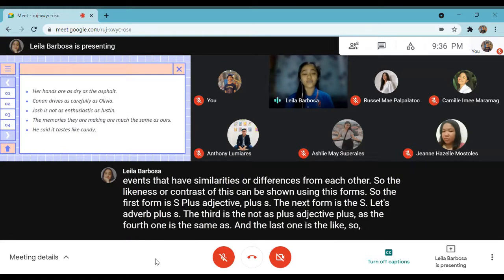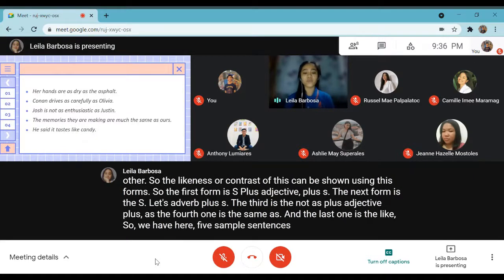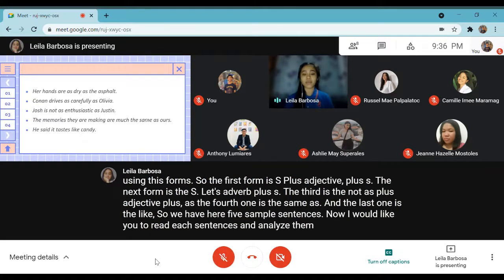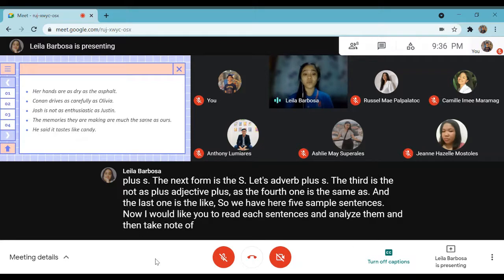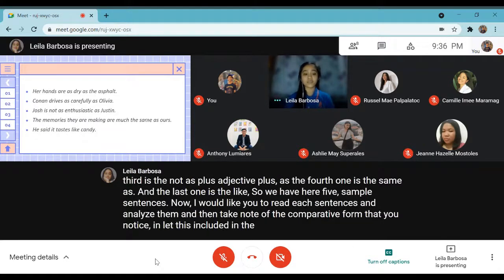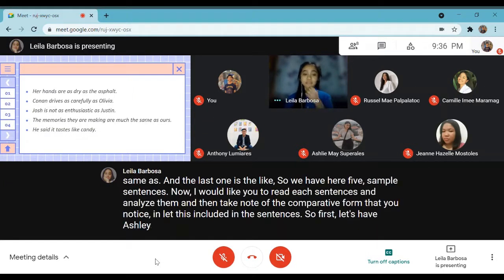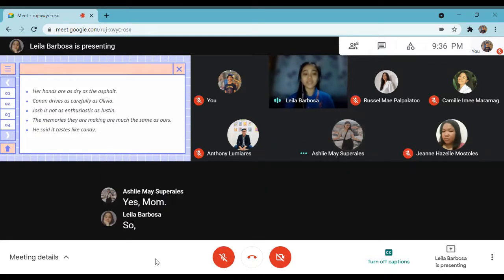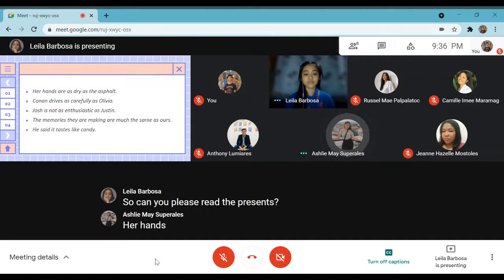We have here five sample sentences. I would like you to read each sentence and analyze it, and then take note of the comparative form that is included in the sentences. First, let's have Ashley Superales. Can you please read the first sentence? Her hands are as dry as the asphalt.